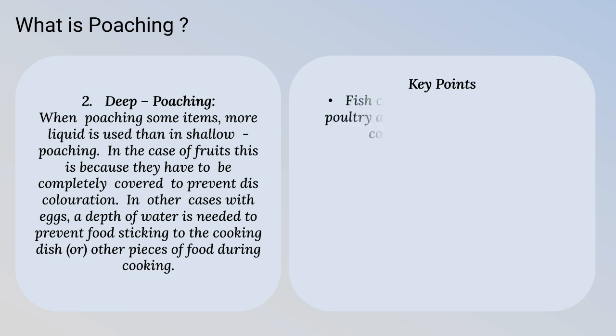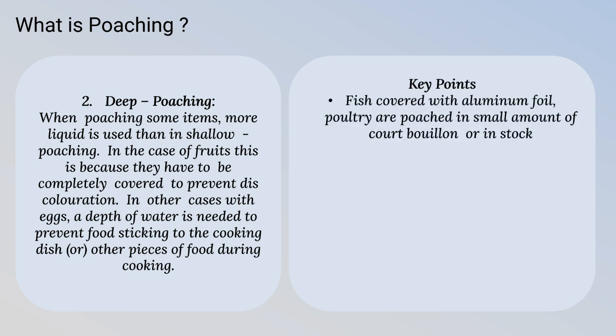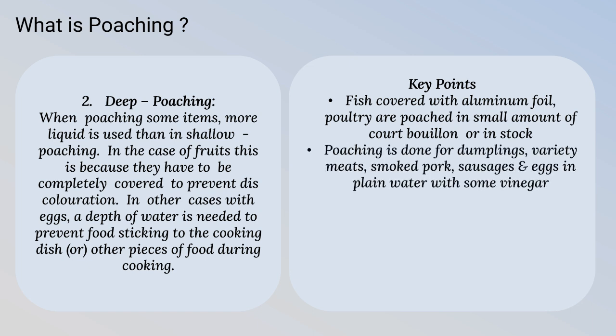Some key points about poaching. Fish covered with aluminium foil, poultry are poached in a small amount of court bouillon or in stock. Poaching is done for dumplings, a variety of meats, smoked pork, sausages and eggs in plain water with some vinegar. Remember this. Plain water with some vinegar, that's the liquid.